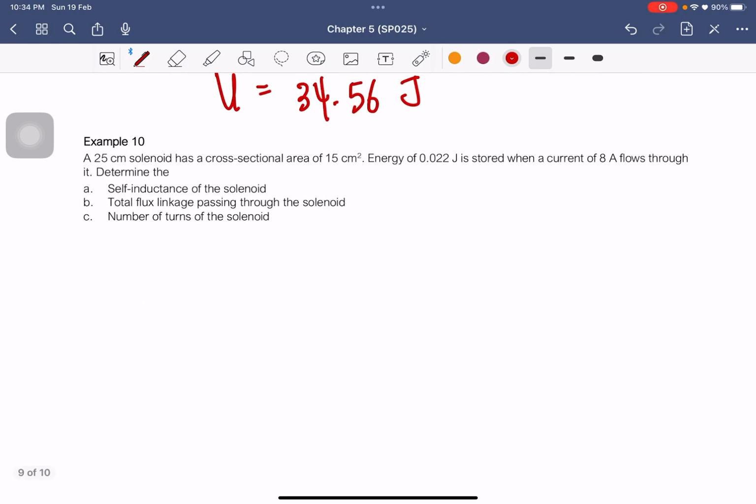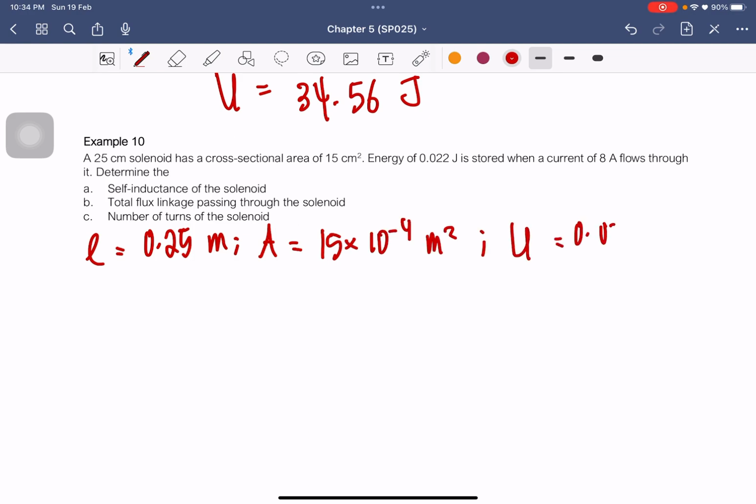Example number 10. We have a 25 centimeter solenoid that has a cross-sectional area of 15 centimeters square. Energy of 0.022 joule is stored when a current of 8 ampere flows through it. Determine the self-inductance of the solenoid.